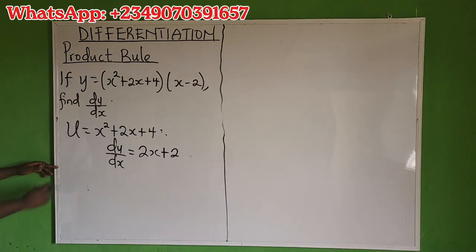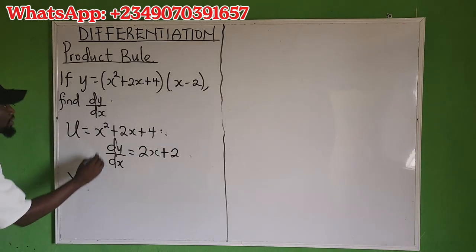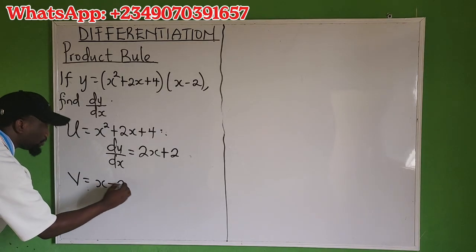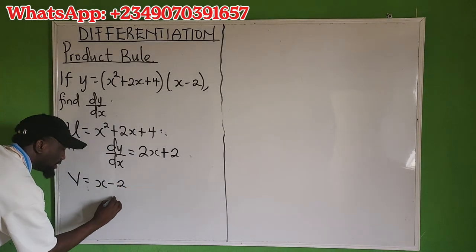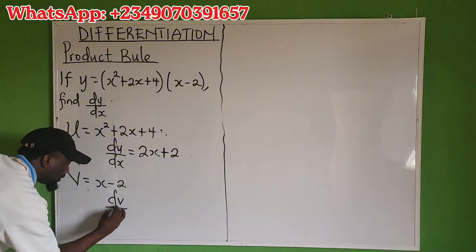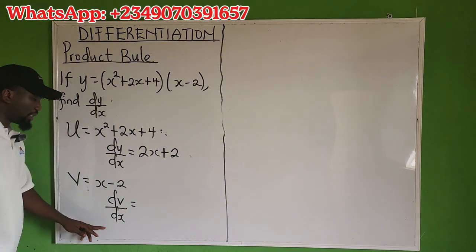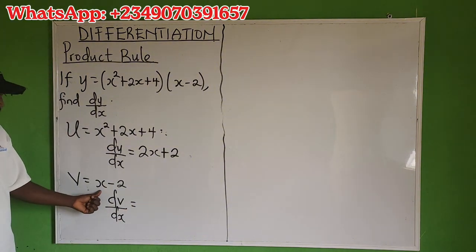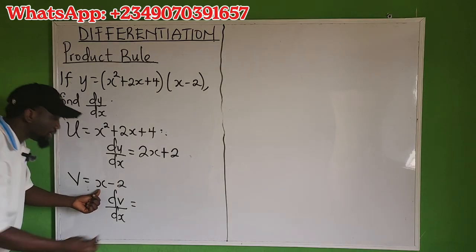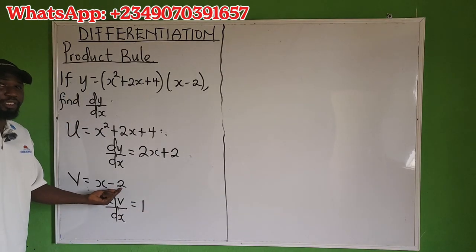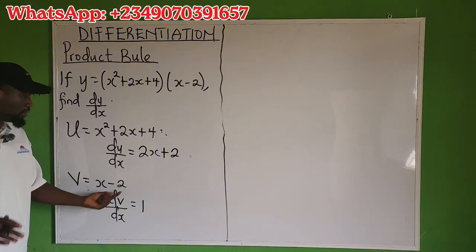All right. So the next one, this is v. V now is x minus 2. So let's get dv over dx. So dv over dx will give us what? This is more or less like 1x. So differentiating 1x, that is 1. And here is a constant. Do you understand? All right.